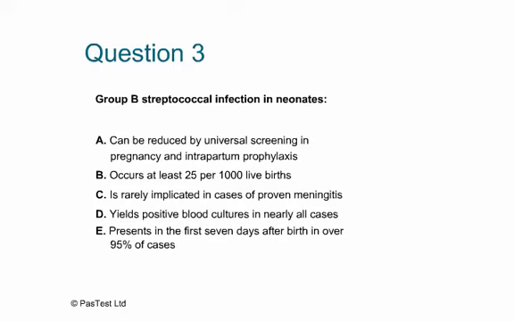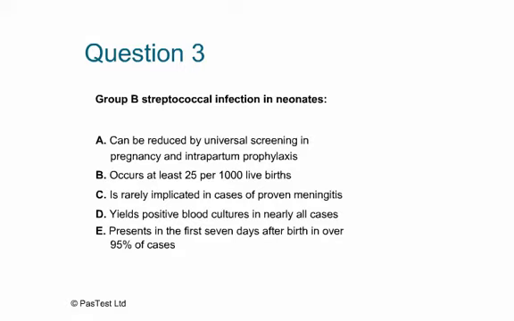So question 3. Group B streptococcal infection in neonates. A. Can be reduced by universal screening in pregnancy and intrapartum prophylaxis. B. Occurs at least 25 per 1,000 live births. C. Is rarely indicated in cases of proven meningitis. D. Yields positive blood cultures in nearly all cases. E. Presents in the first 7 days after birth in over 95% of cases.